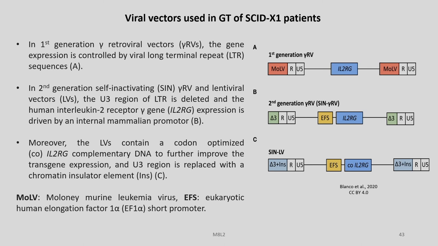In second generation self-inactivating gamma RV and lentiviral vectors, the U3 region of LTR is deleted and the human interleukin-2 receptor gamma gene, IL-2RG, as shown in the figure, expression is driven by an internal mammalian promoter. Moreover, the LVs contain a codon-optimized IL-2RG complementary DNA to further improve the transgene expression, and the U3 region is replaced with a chromatin insulator element called INS. MoMLV stands for Moloney murine leukemia virus, EFS stands for eukaryotic human elongation factor 1 alpha short promoter, as shown in this picture by Blanco et al.